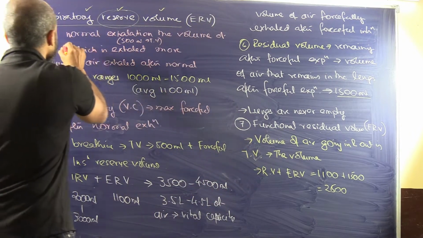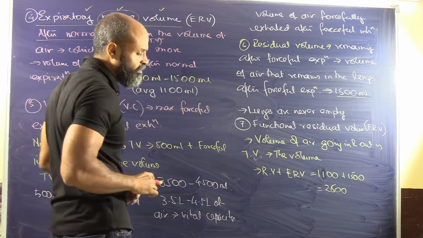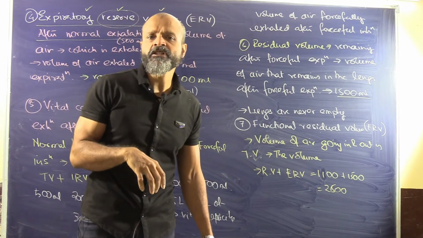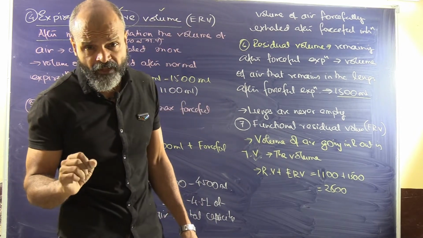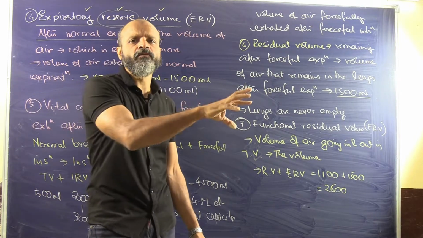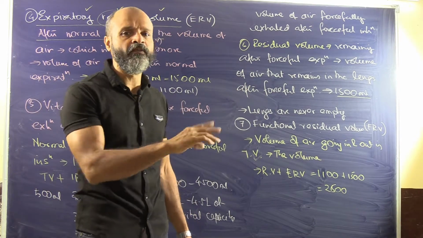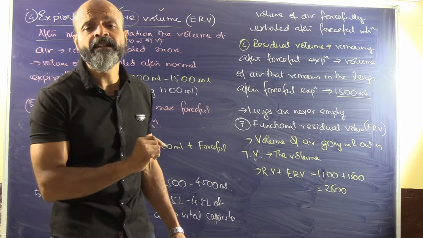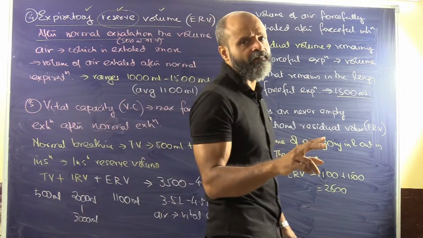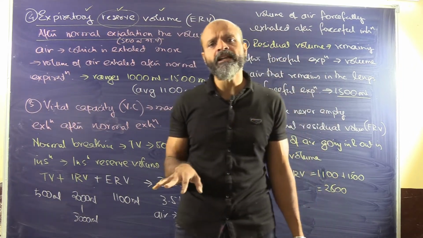Now in this case, after normal exhalation, we know that during inspiration we are taking in approximately 500 milliliter of air, out of which a certain portion goes into the alveoli for exchange, that is approximately 350 milliliter, and 150 milliliter stays in the bronchial tract.